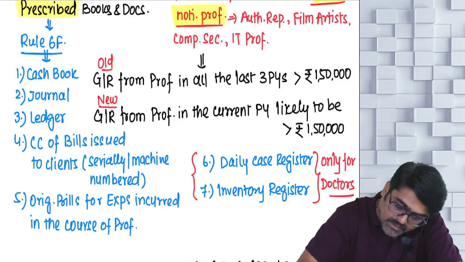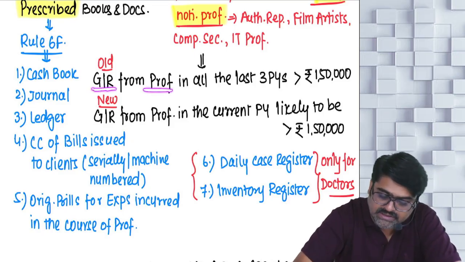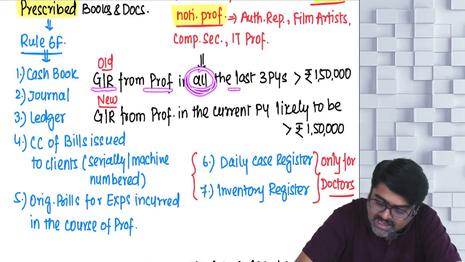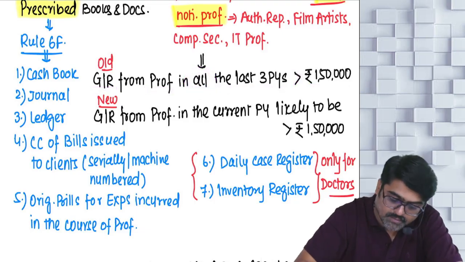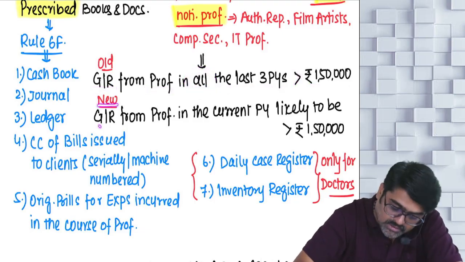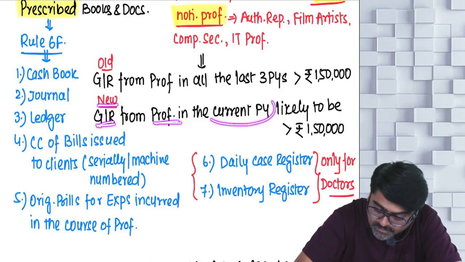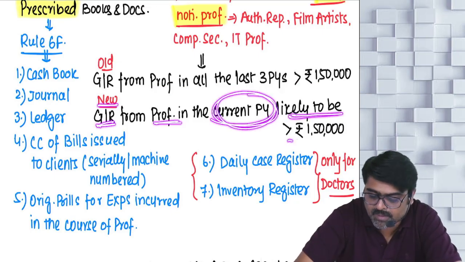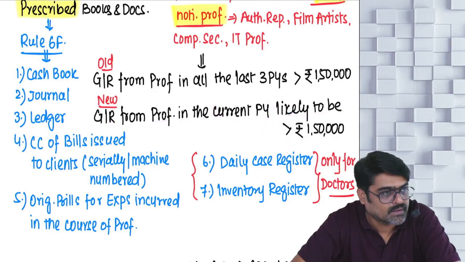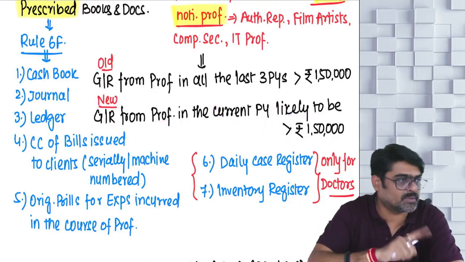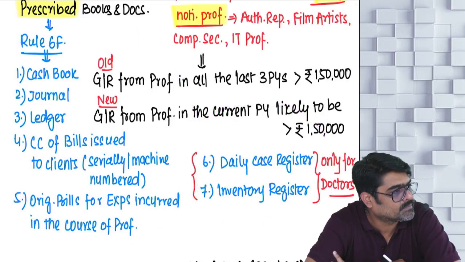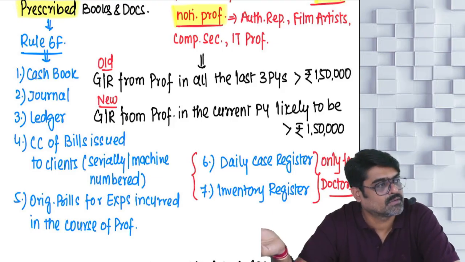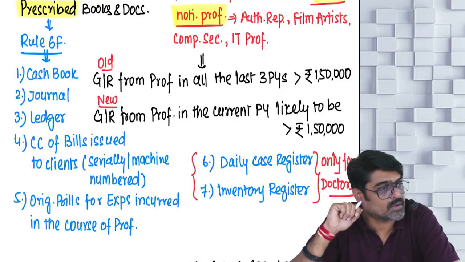So either the gross receipt from profession in all the last 3 previous years was more than 1,50,000, or in the case of new professions, the gross receipt from the profession in the current previous year is likely to be more than 1,50,000. So for this profession, for this year, you are supposed to compulsorily maintain these prescribed books and documents. Will you remember this? Very easy. Now you will read it once, immediately it will strike your mind.